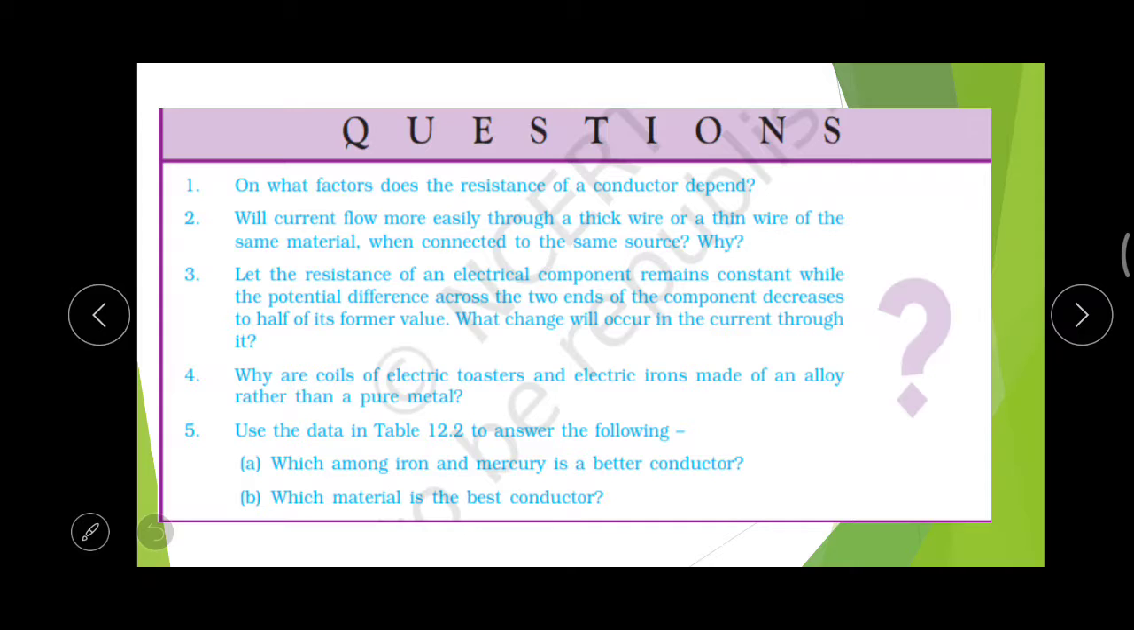So a thick wire will have less resistance compared to the thin wire. So the current will easily flow through the thick wire, as compared to a thin wire of the same length and of the same material. So the current will easily flow through the thick wire. For the thick wire, the resistance value will be less.